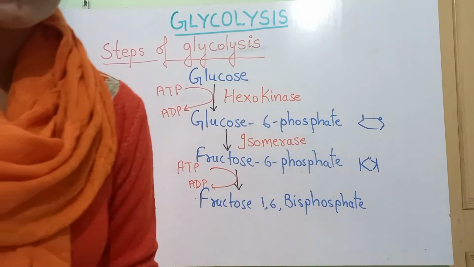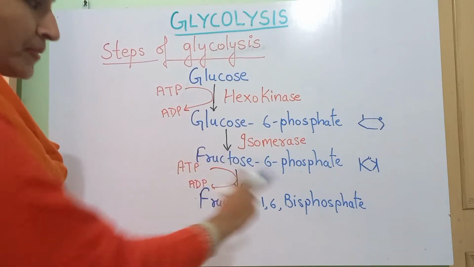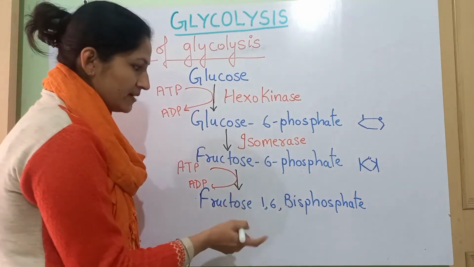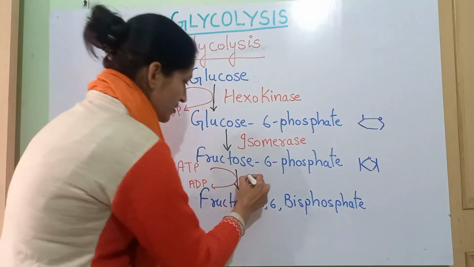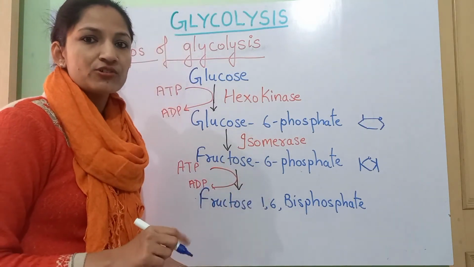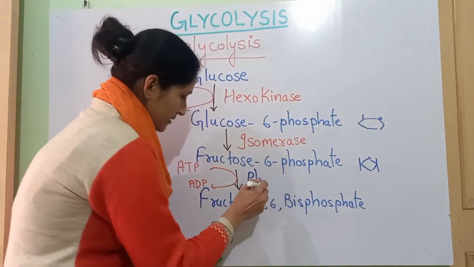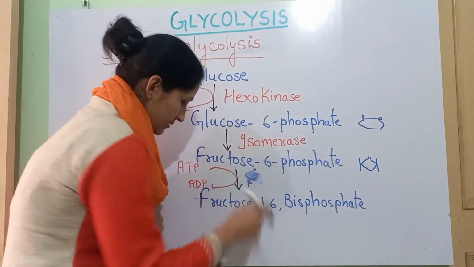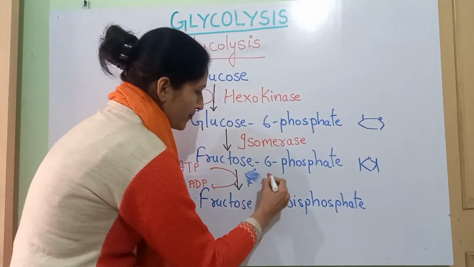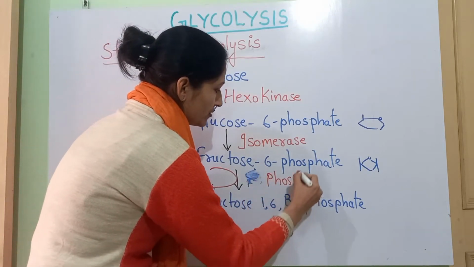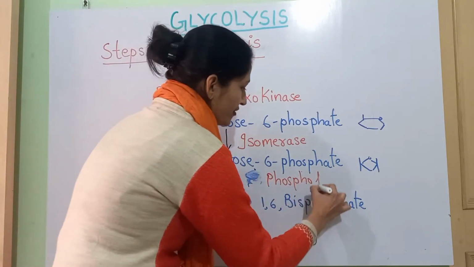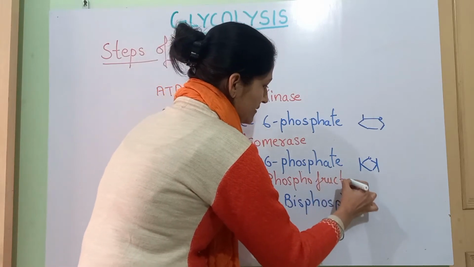Fine. And this is facilitated by, because phosphorylation is occurring, a kinase. Which kinase is it? Fructophosphokinase or phosphofructokinase. This is, let me write with another ink. This is phosphofructokinase enzyme.